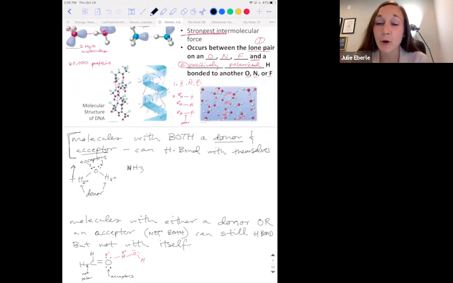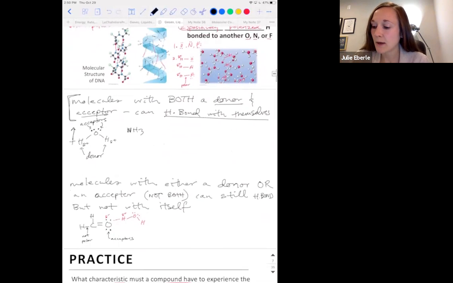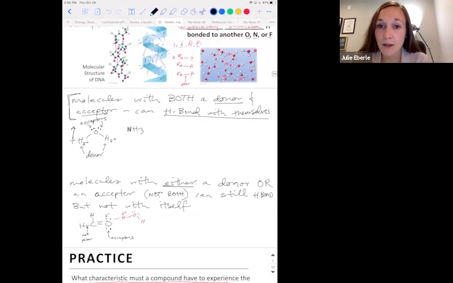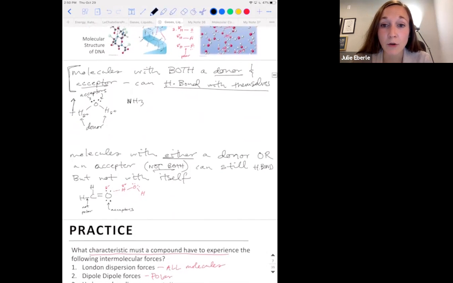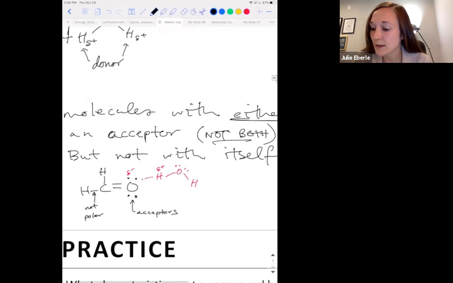Okay, so if you have both a donor and an acceptor, you can hydrogen bond with an identical molecule just like that. But if you have either, so one or the other, a donor or an acceptor, not both, you can still hydrogen bond, say with a water molecule, just not with yourself. So if you have a donor, you can hydrogen bond with any molecule that can provide you an acceptor. If you have an acceptor, you can hydrogen bond with any molecule that can provide you a donor. Does that make sense? Okay. And then we drew an example of how.